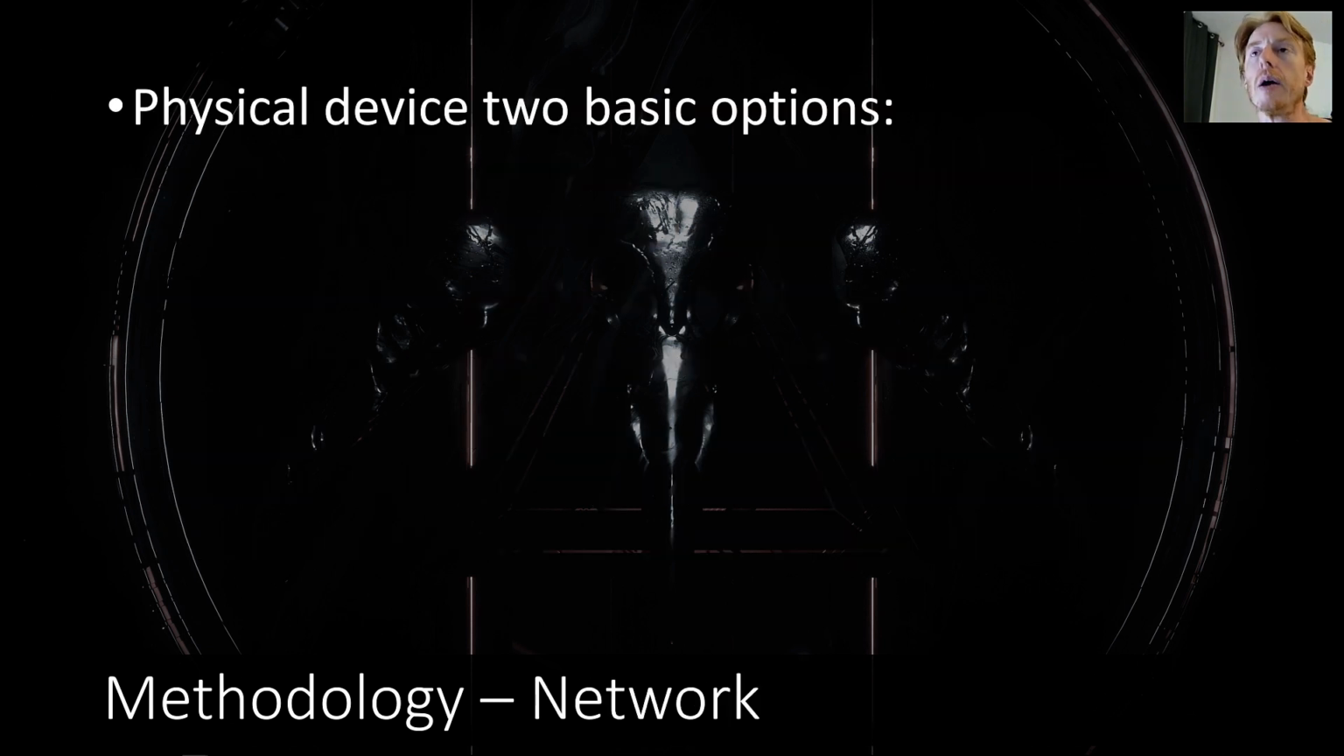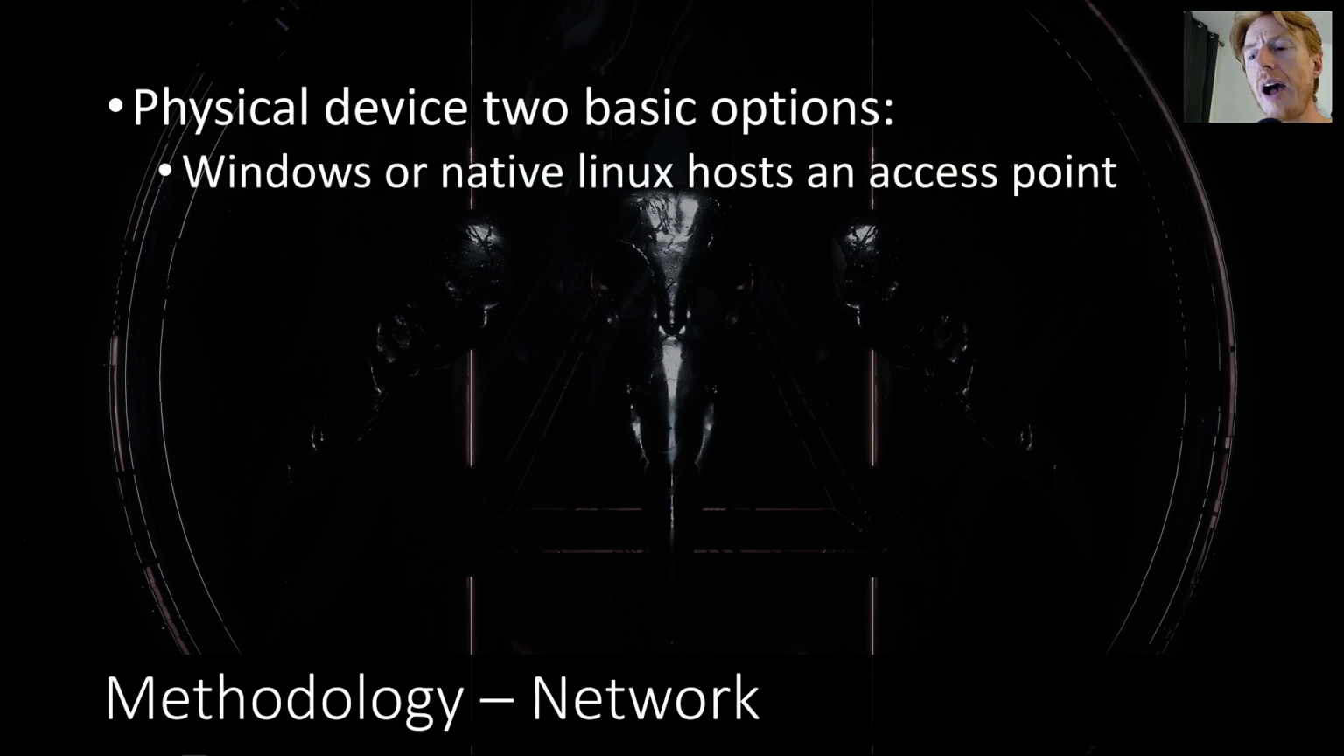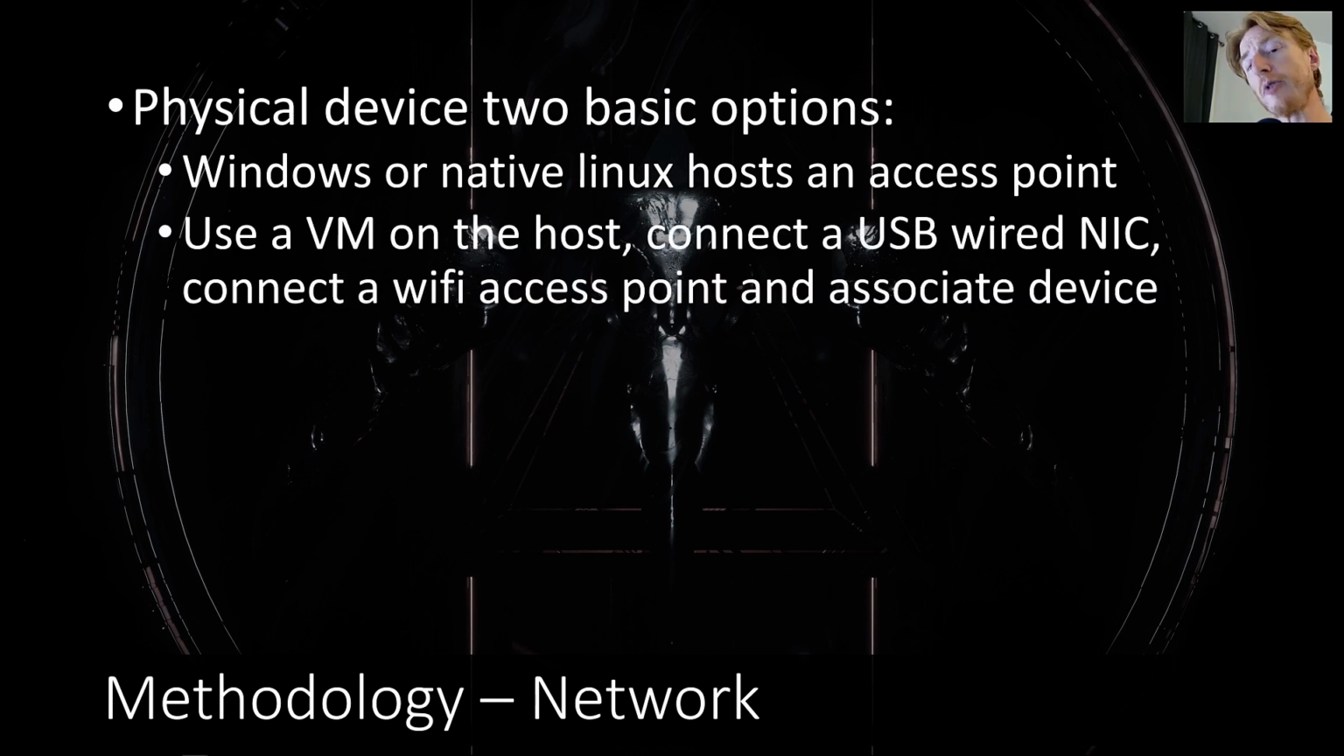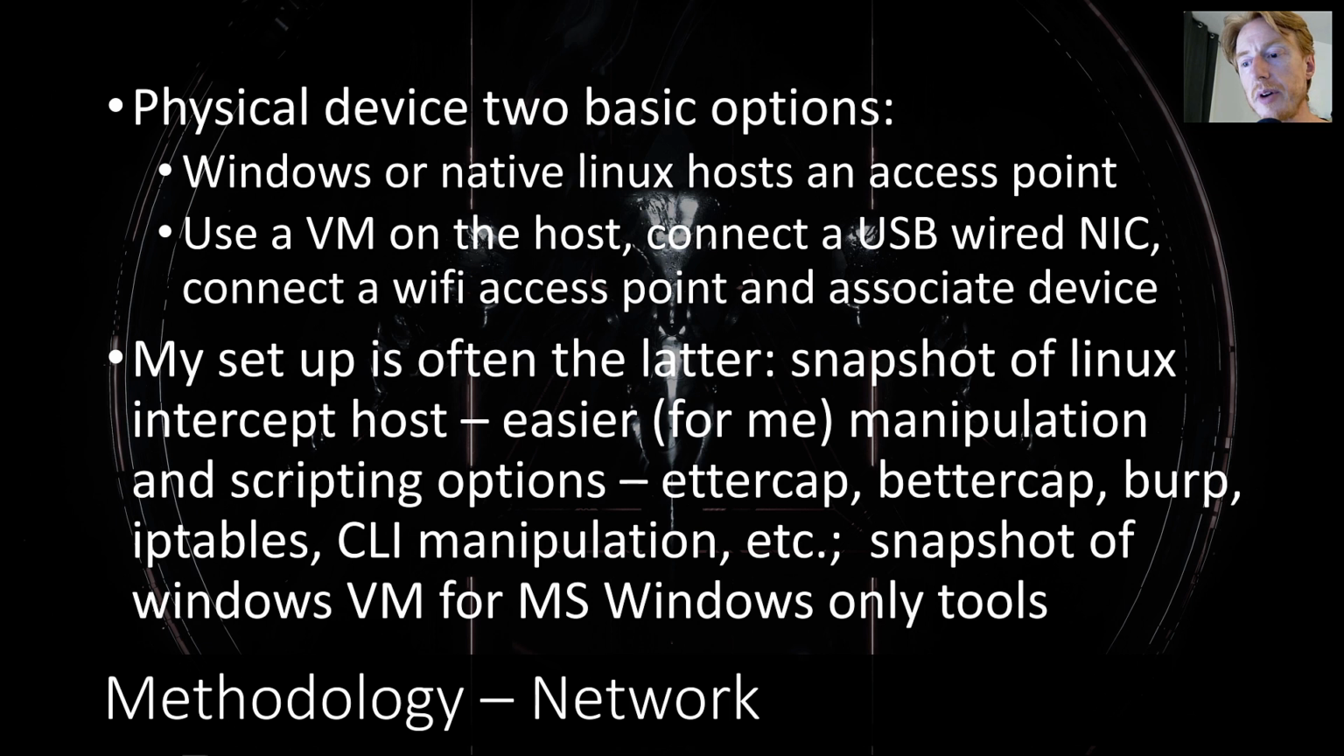Okay, so if you do have a physical device, because I already showed you how to do it with the virtual device with the emulator HTTP proxy option. If you do have a physical device, there are two basic options. You have the host provide an access point and then be the man in the middle, or you have a virtual machine where you take a USB connected network card or access point, which then creates the access point that becomes man in the middle because that USB is passed into the virtual device. I tend to do the latter. That is, I have an access point connected to a virtual machine.